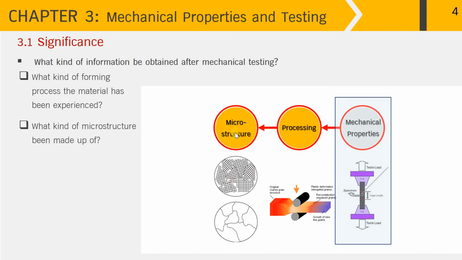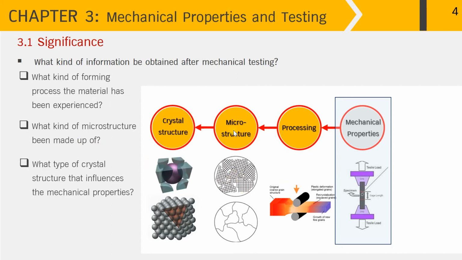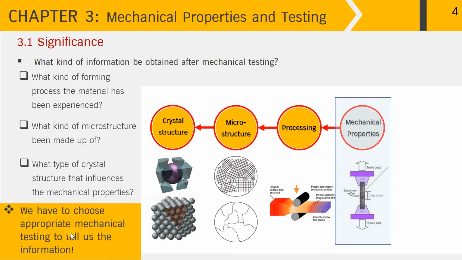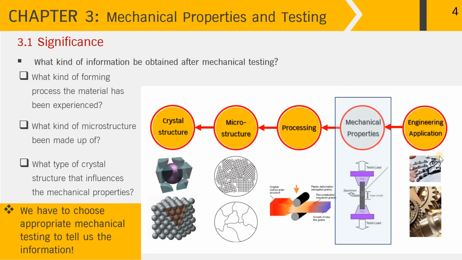Moreover, if we investigate the metal itself, we can look through the microstructure of the metal and see whether it's fine grain, or dendrite, or coarse grain, and what kind of microstructure this piece of metal is made up of. And even more, if you know that this piece of metal is steel, you can go back to what type of crystal structure this steel has. And of course, that is BCC, and that will influence the mechanical properties of this material. Therefore, we have to choose appropriate mechanical testing to tell us the information needed to serve the engineering application that we designed at the first place.